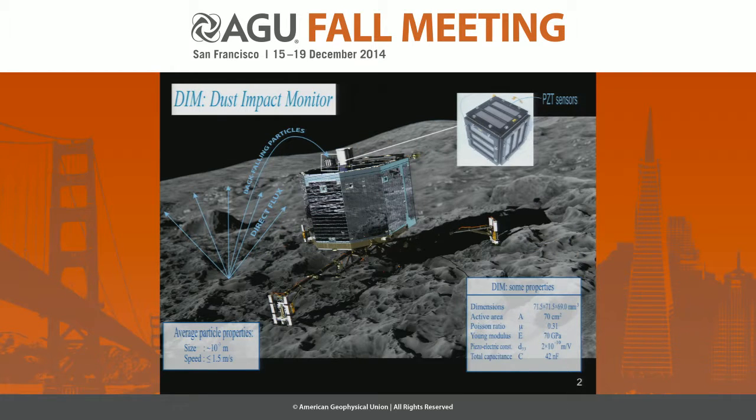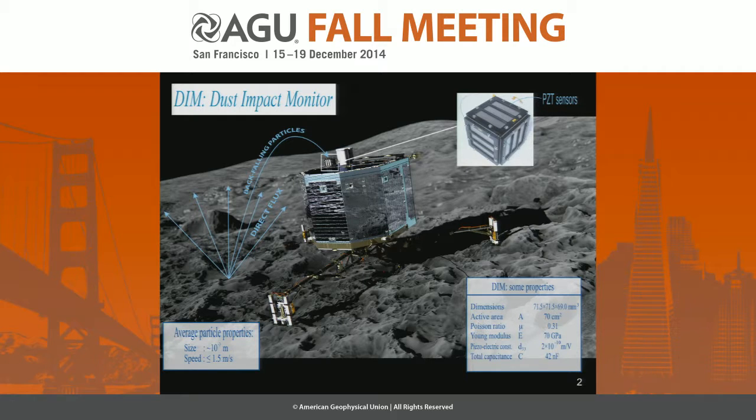So this is basically DIM. It's a small cube, 7 centimeters inside, and it's located at one of the balconies of the lander. The aim of the monitor is to detect particles on the order of millimeters, or millimetric size, moving at around 1.5 meters per second. And basically these particles come either directly from the surface or in a backfalling trajectory.